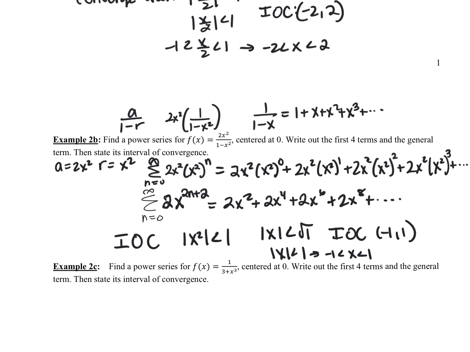Do I need to check my endpoints? This is a geometric power series, right? If you plug in -1 and 1 in for x, you're going to get r is not more than -1. It diverges at the endpoints, right? This is a geometric power series. That's what we were using to do this. So it's geometric, so you do not need to worry about the endpoints. Any questions about 2b? All right, do 2c on your own.